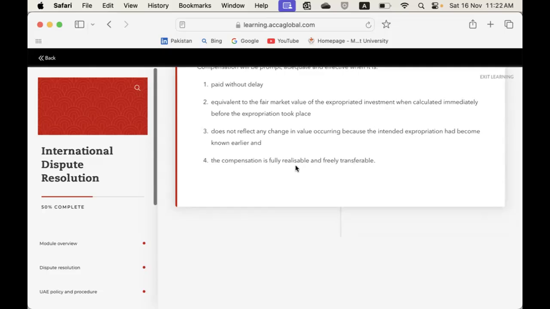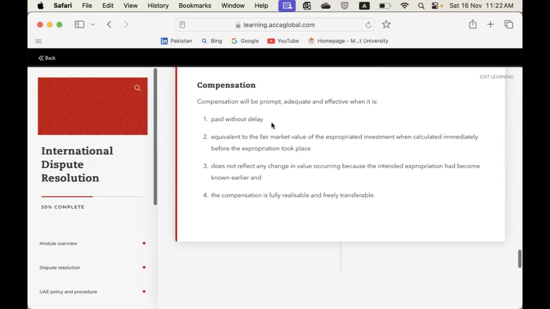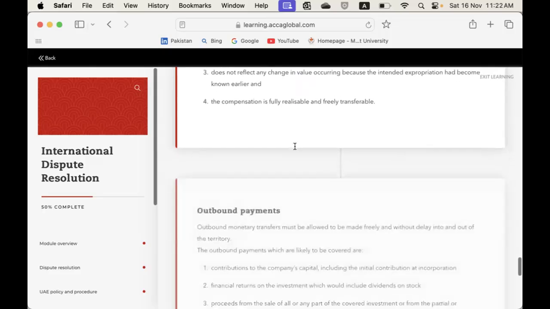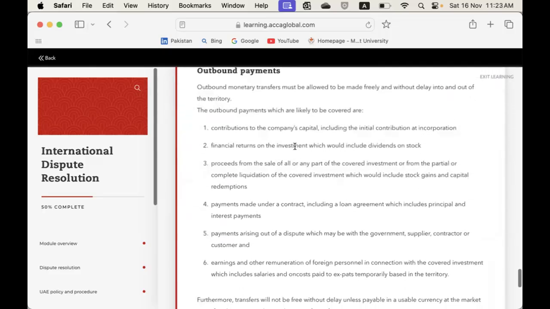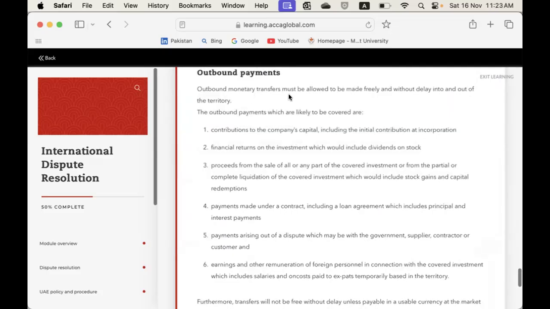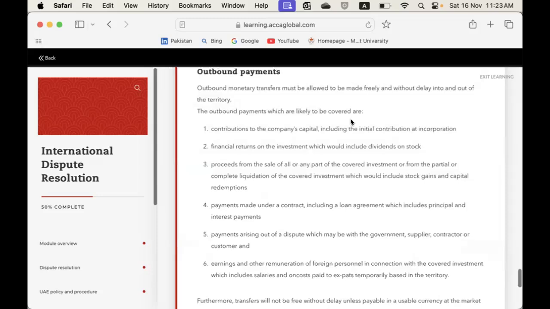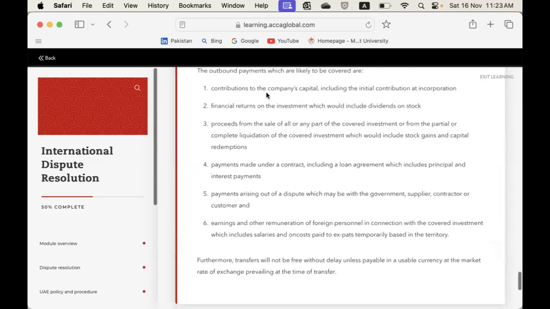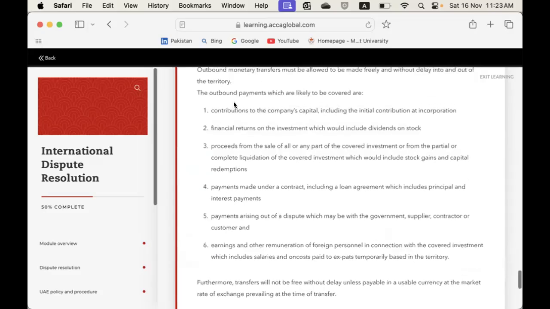The compensation is fully realizable and freely transferable. So, this is only a recourse after the expropriation has happened. Outbound payments. Outbound money transfers must be allowed to be made freely and without delay into and out of the territory. The outbound payments which are likely to be covered are contributions to the company's capital, including the initial contribution at incorporation. So these are the outbound payments.